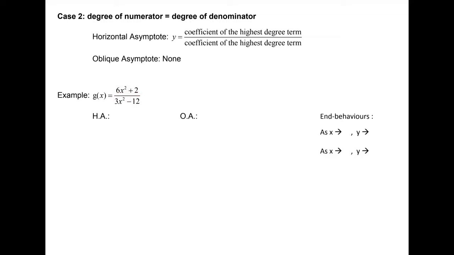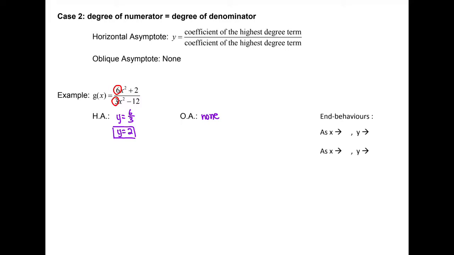In the numerator, the highest degree term is 6x squared. So the coefficient of the highest degree term is 6. In the denominator, the highest degree term is 3x squared. So the coefficient of the highest degree term is 3. Then we can find the horizontal asymptote by dividing those numbers. So y equals 6 divided by 3. That means y equals 2 is our horizontal asymptote. And we do not have any oblique asymptote.